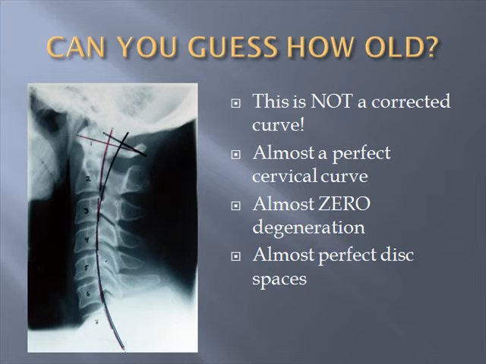Now take a look at this normal spine here. Clearly you can see the black line representing normal and the red line representing the current position of the spine is very closely approximated to normal. This is not a corrected curve. That means this person just presented naturally this way. It's almost a perfect cervical curve, almost zero degeneration, almost perfect disc spaces.